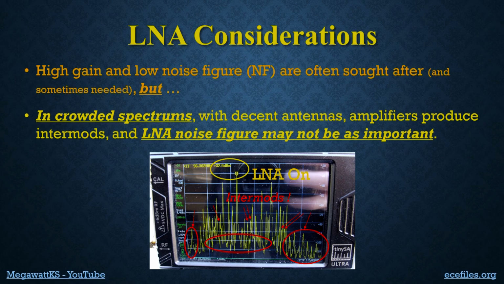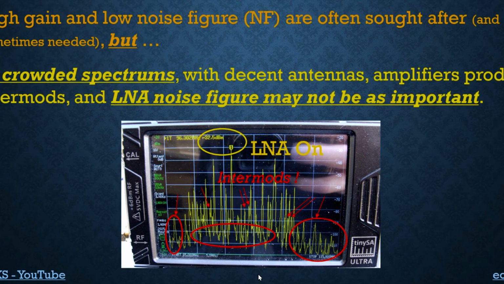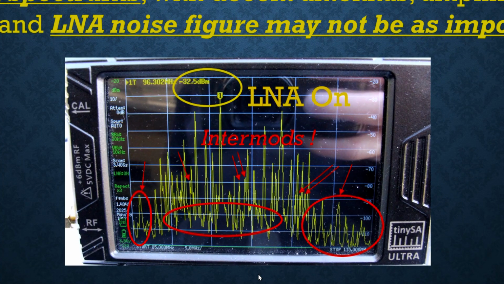And down here at the bottom is a picture of this that I hope illustrates my point. This is a Tiny SA Ultra spectrum analyzer, a really cool instrument that you can get for about a US $150 or something. And it'll show you the FM broadcast band. But if you turn on the low noise amplifier and you have a decent antenna, something that's not tiny for an antenna, then it's going to generate intermods. And these are all intermods.